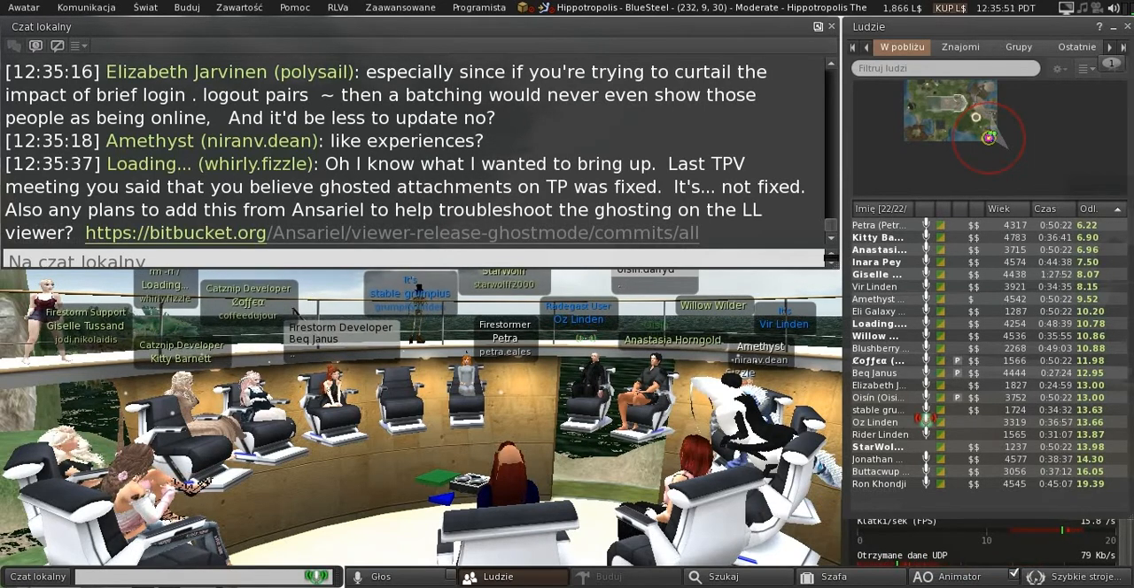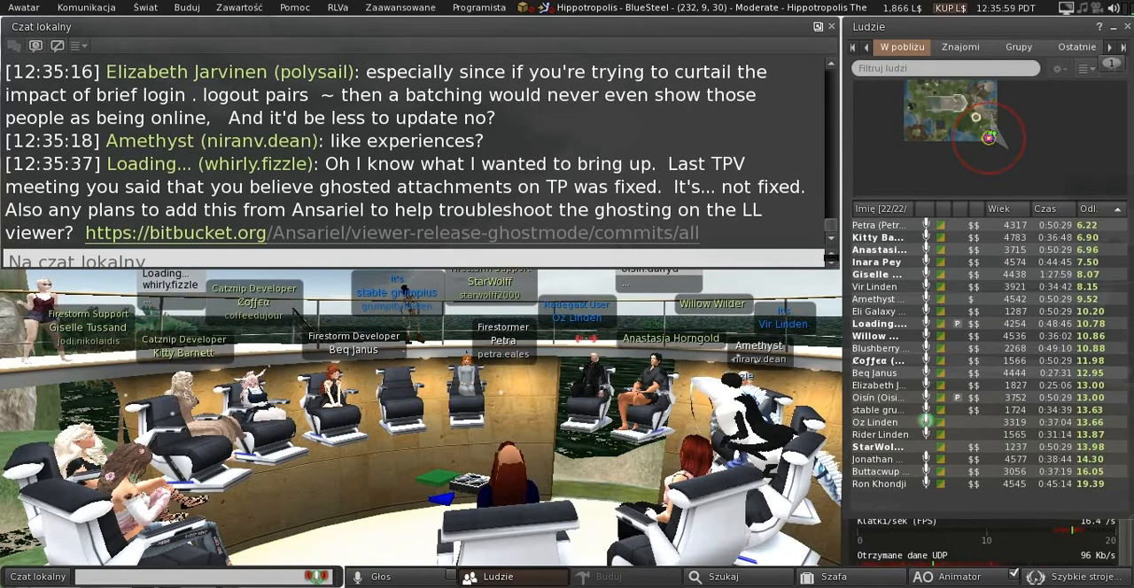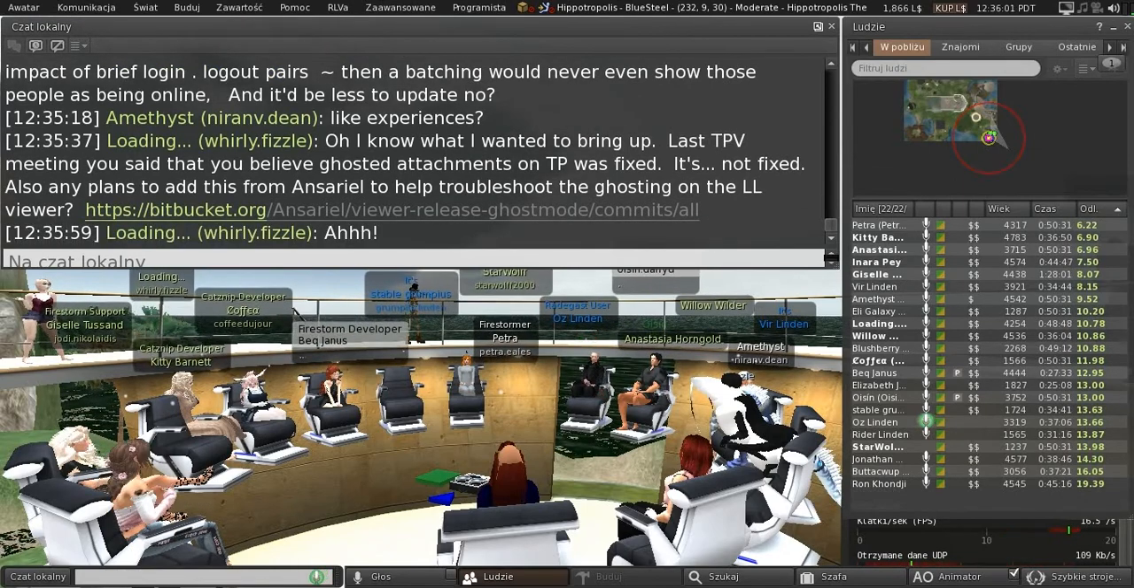Actually, I think I said attachments on region crossings was at least partially fixed. That's not quite the same thing. And we're still working on that.